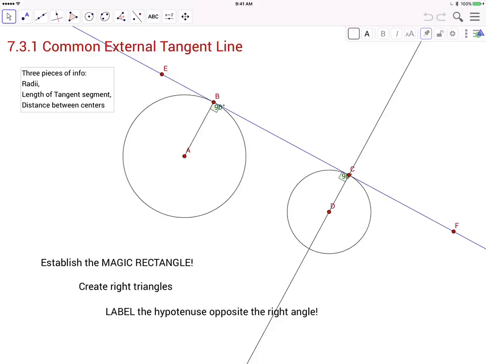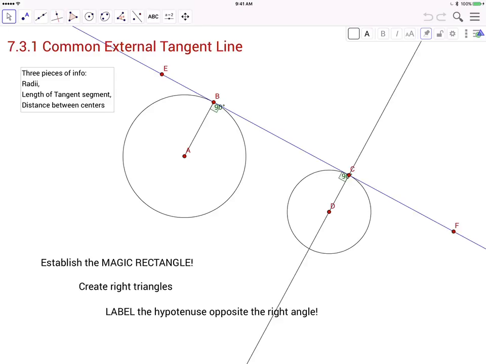7.3.1, so chapter 7.3. We learned back in 7.2 that tangents are always perpendicular to radii on circles. We also talked about tangent points that come from outside the circle and what happens there. Here we're going to talk about, in this first one, a common external tangent line.